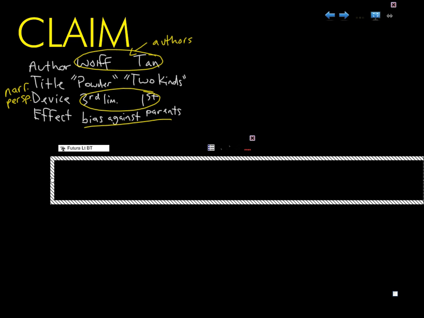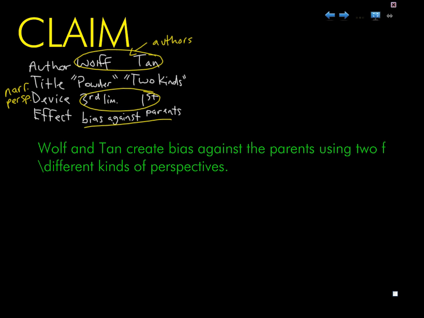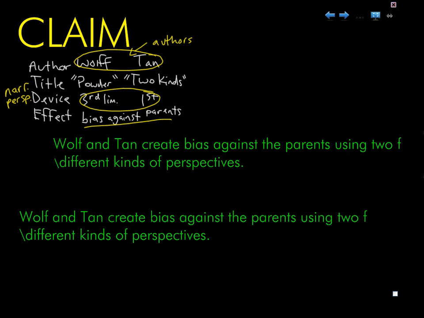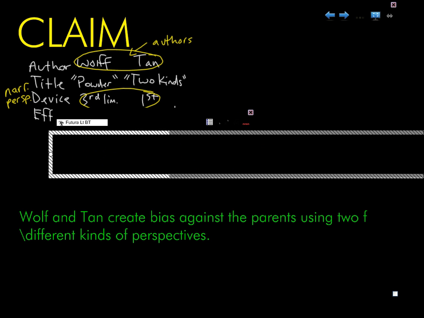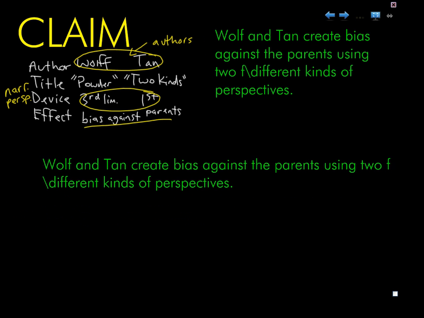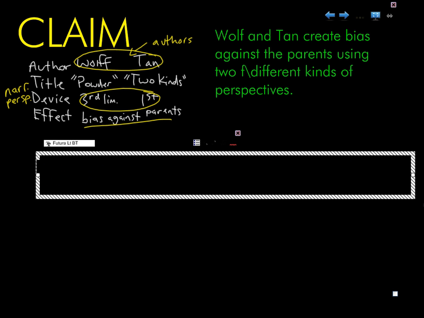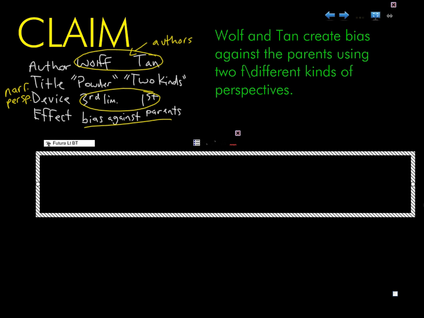That's a really good start. Wolf and Tan create bias against the parents using two different kinds of perspectives. Give me a Control D, please, Jeremy. We're going to keep his. Let's see how we might want to change it, though. What are we missing? Titles. Okay, so Jeremy, let's do some revision. I want you to type in Powder and Two Kinds. Quotation or comma rule. Where's it go?